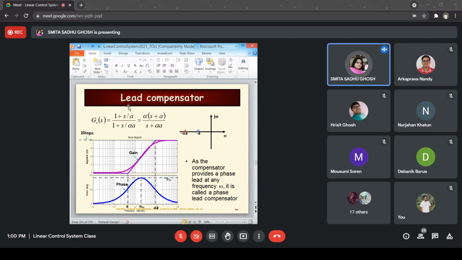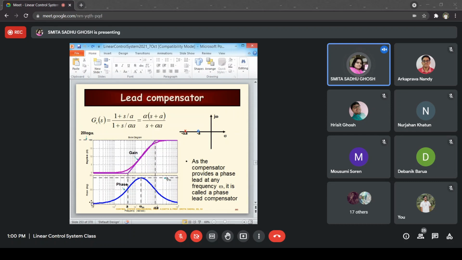Now, at omega tending to infinity, what would be the phase value? I'm repeating the expression for the phase, which is tan inverse of omega by a minus tan inverse of omega by alpha a. So when omega tends to infinity, what would be the contribution from the numerator? Tan inverse of infinity, which is how much? It's pi by 2 or 90 degrees, right? And from the denominator, you have again tan inverse of infinity, which is 90 degrees. So 90 degrees minus 90 degrees means a 0 degree phase.